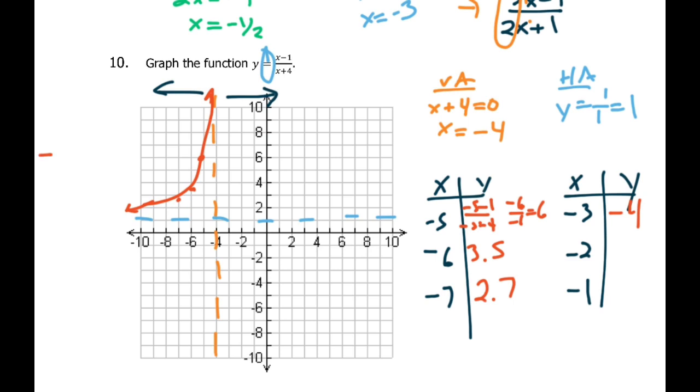Negative 2, so negative 2 minus 1 over negative 2 plus 4 would be negative 3 over 2, which would be negative 1.5. And negative 1, so negative 1 minus 1 over negative 1 plus 4 is negative 2 over 3, which is negative 0.67 or just negative 0.7.